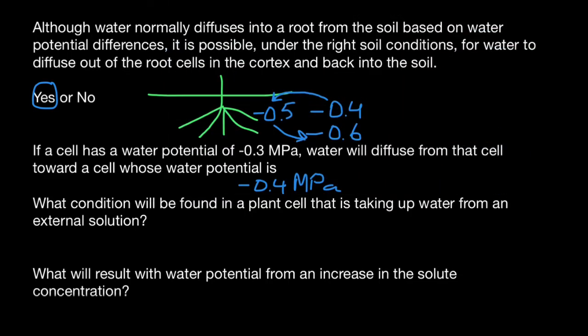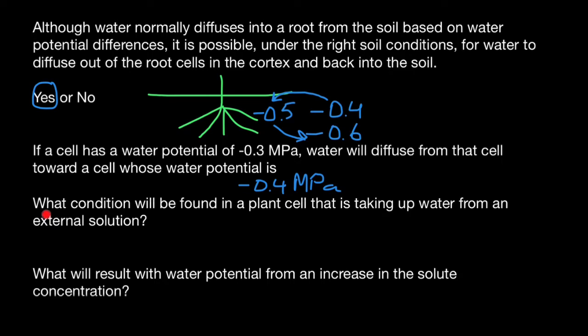Now let's return to our question. One more time. If a cell has a water potential of minus 0.3 megapascals, water will diffuse from that cell towards the cell whose water potential is anywhere lower than this number, for example, minus 0.4 megapascals.